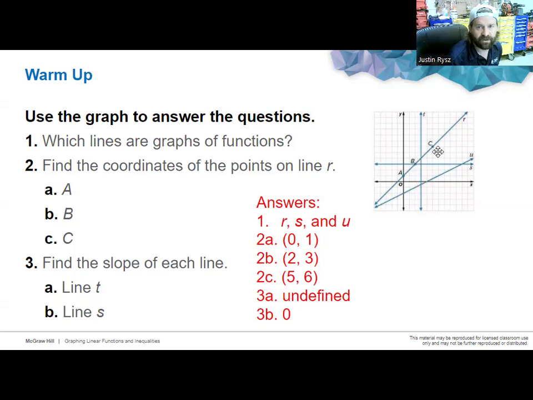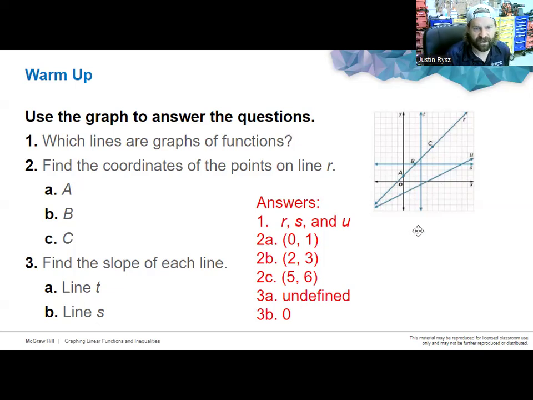All right, find the coordinates. Hopefully this wasn't too bad. A is at (0, 1). The most common mistake is people mixing that up and saying (1, 0). B is at (2, 3), over 2 up 3. And C is at (5, 6), over 5 up 6.